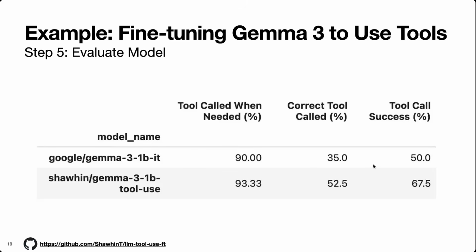But this is where we see the biggest difference. Gemma would call tools, but a lot of times it wouldn't call the right tool. So it only did it 35% of the time compared to the fine-tuned model, which did it most times, 52% of the time it called the right tool. Then successful tool calls. So even though Gemma called the wrong tool many times, the tool calls were still successful half the time, but we did get some lift, so like 17% lift when fine-tuning.